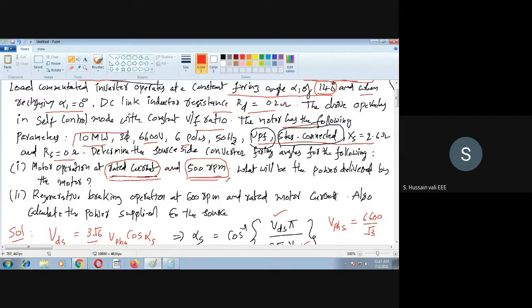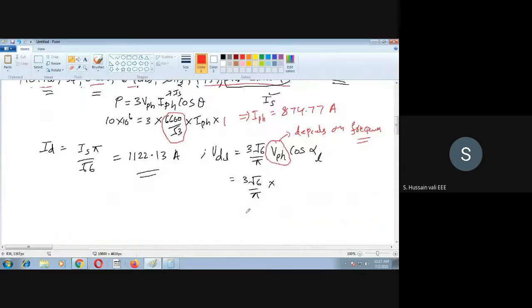Why you need some more data is that, see what he said. What is the speed? He said the speed is 500 RPM. It's very important now. So if you have the speed as 500 RPM, then what should be the frequency? Because frequency and speed are related here. This you know very well. So we will use this one: N is equal to 120 F by P. So 500 is equal to 120 into F by P.